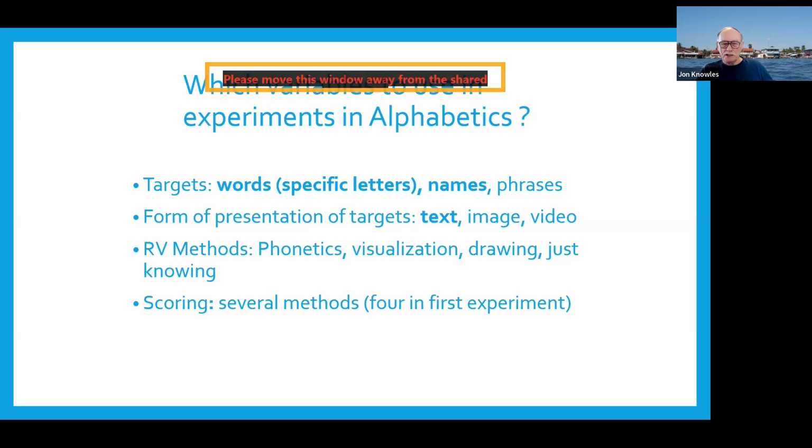The form of presentation can vary. It could be text, it could be an image, it could be video. At Stargate and SRI, they used computers and had images on the screen. I just gave text in the form of an Excel file to the viewers, the 4 viewers who took part. As to methods, you could use phonetics, visualization, drawing, just knowing.